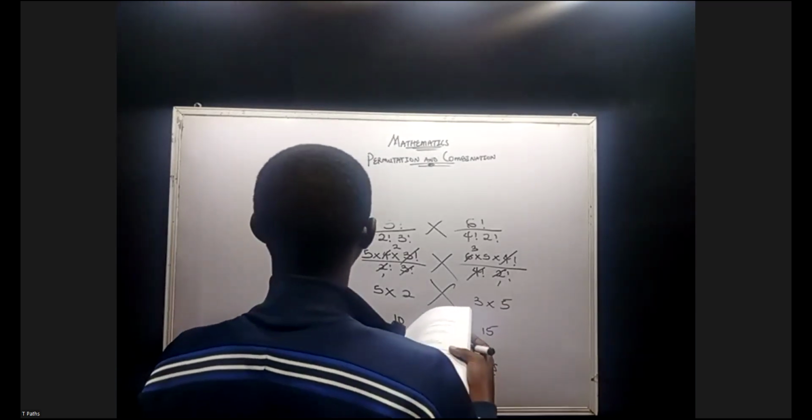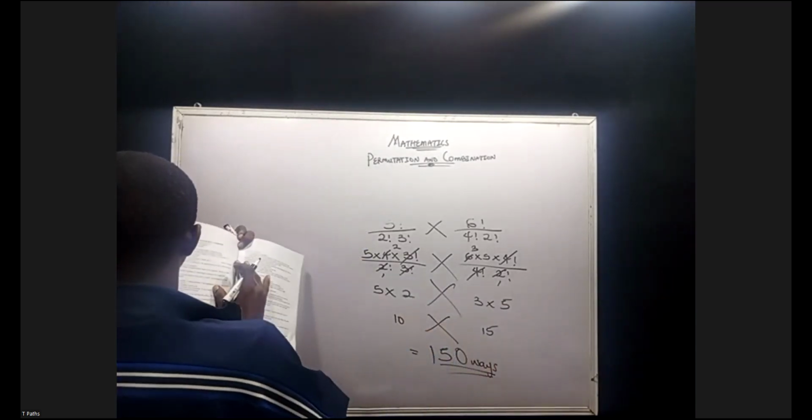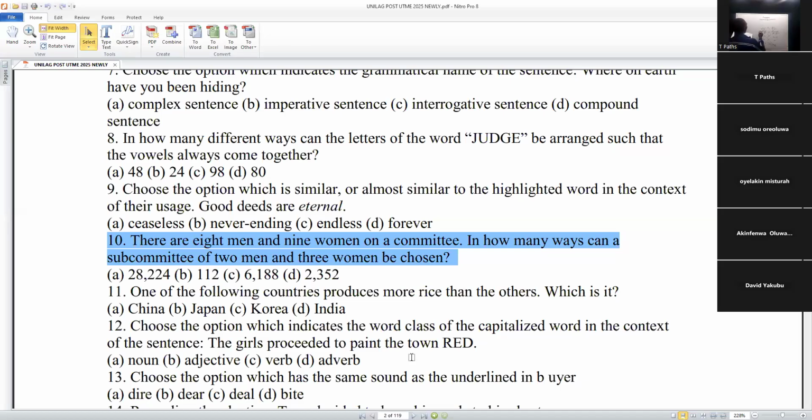Now, the question here says, in how many different ways? Okay, it says there are 8 men and 9 women on a committee. Full stop.